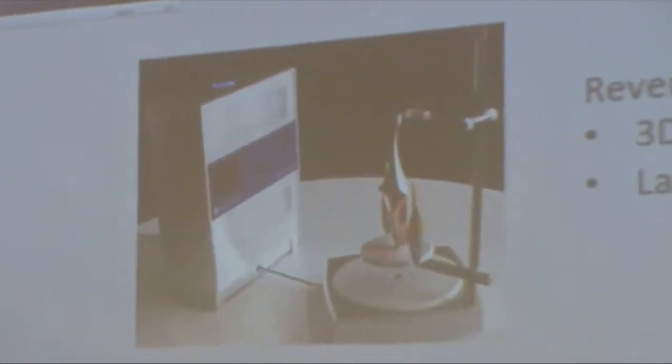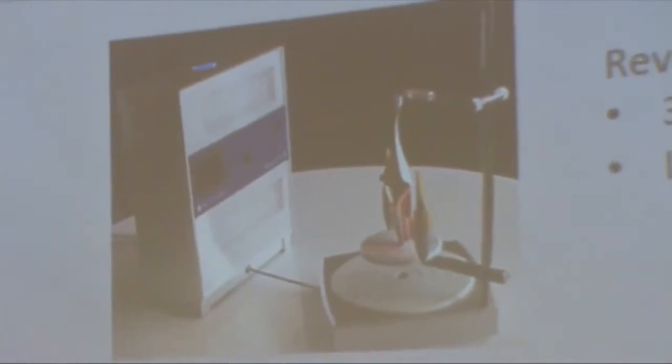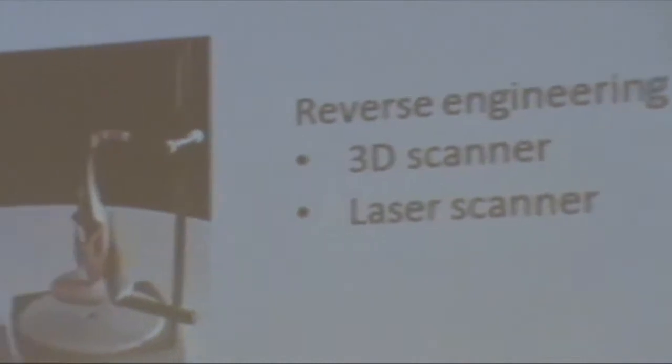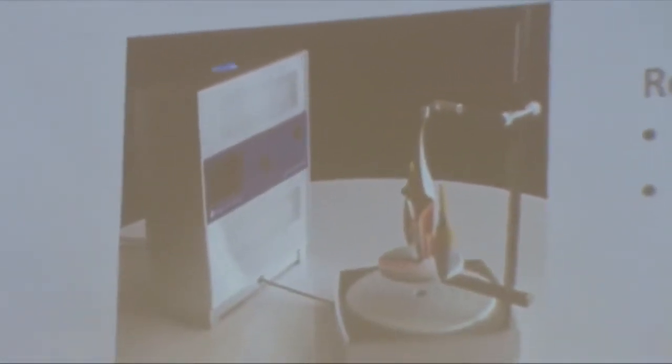On the other hand, if you have some part that is already made and you don't have the CAD model, you can recreate it using a process called reverse engineering. Basically you use a 3D scanner or laser scanner, so you will be able to change the physical model into the CAD model. So that's how it works.